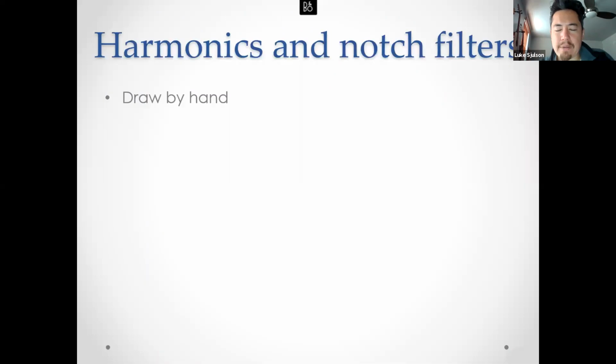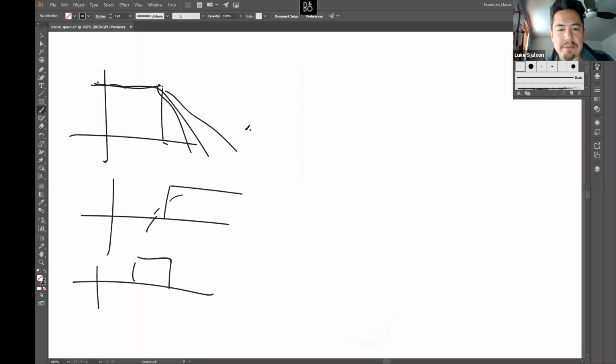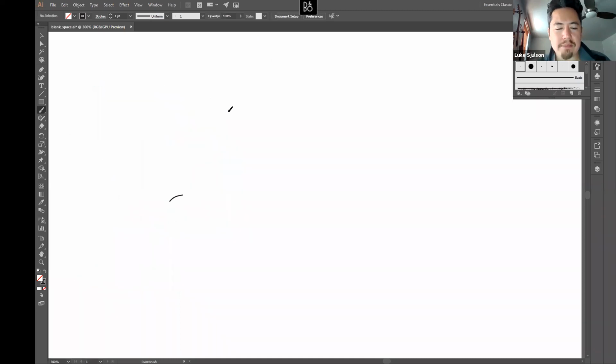Okay, harmonics and notch filters. This is relevant in electrophysiology, and we'll talk more about it, maybe not just in electrophysiology.